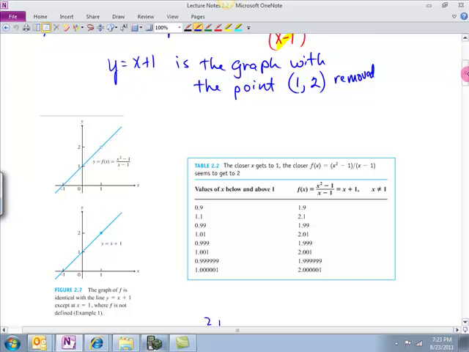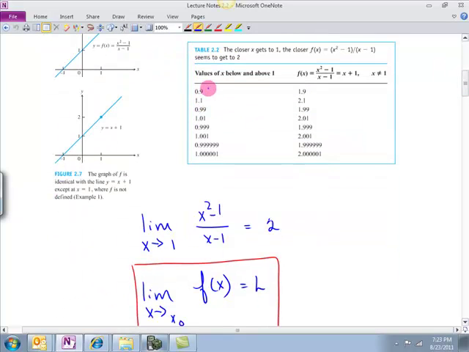And if you look over here at your table, this is a table of values. Those are all close to 1, right? And what are these all close to? 2. We get ultimately close to 2. We can't ever actually get there. That's that whole idea of a limit.